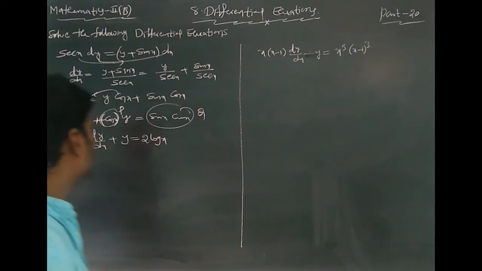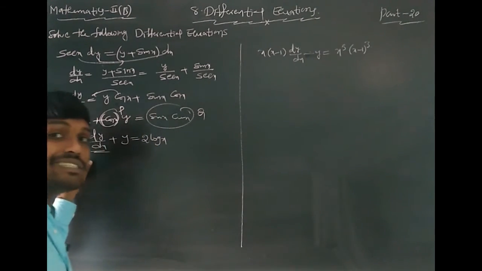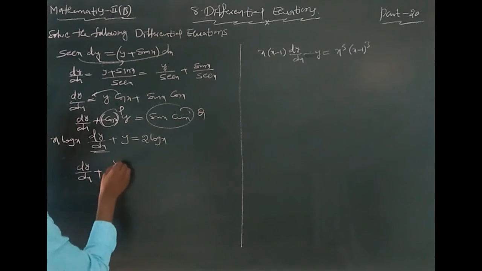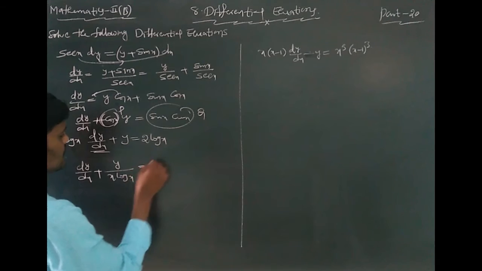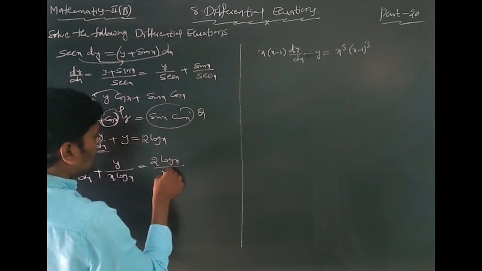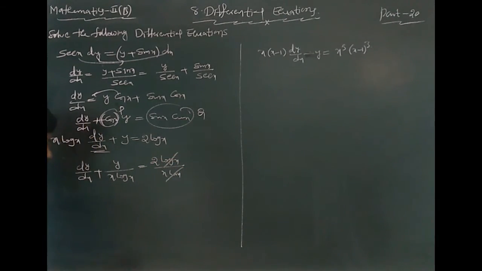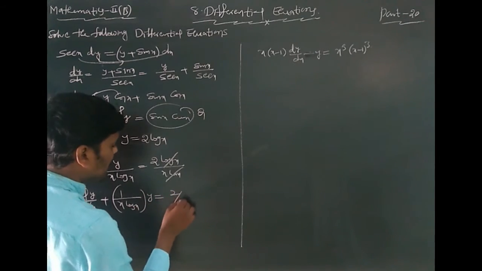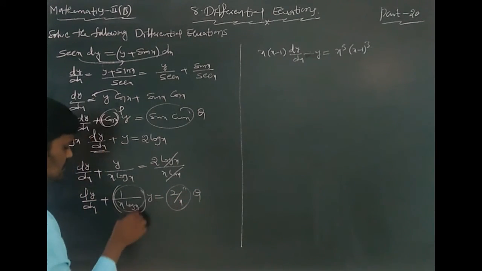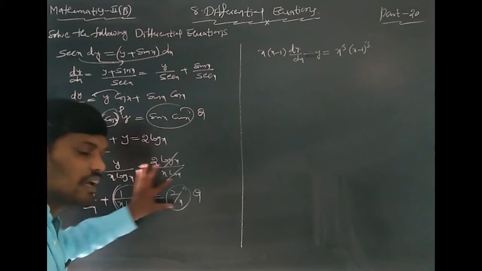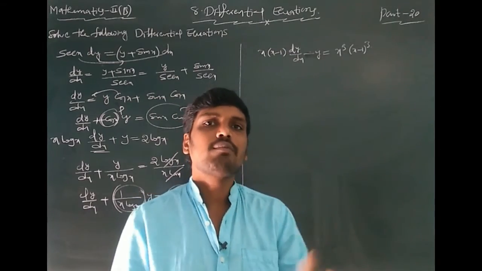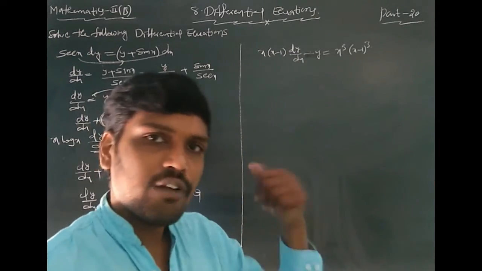First one here. Second one: dy by dx, the coefficient is x into log x, so divide totally. You get dy by dx plus y by x into log x is equal to 2 log x by x into log x, where the log x values get cancelled. You can write dy by dx plus 1 by x into log x into y is equal to 2 by x. This is the value of q, this is the value of p. dy by dx plus p y equal to q, you can write; after that use the integrating factor formula and the solution formula, in a simpler way than the previous problem.